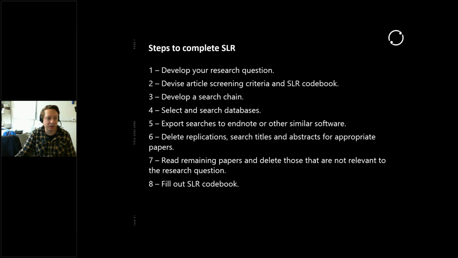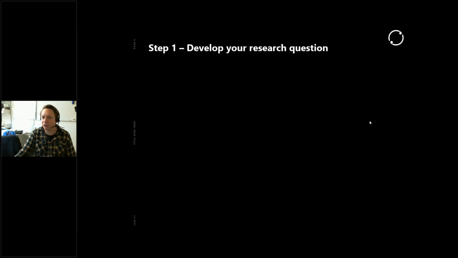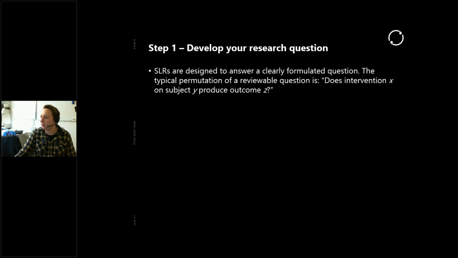And so the remainder of this presentation, I'll just go through these different steps individually. So the first one is to develop your research question. A research question is actually really important in an SLR. SLRs are typically designed to answer a clearly formulated question. And the typical permutation of a reviewable question is this: does intervention X on subject Y produce outcome Z?